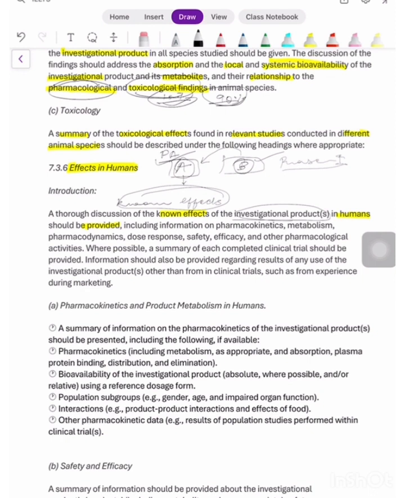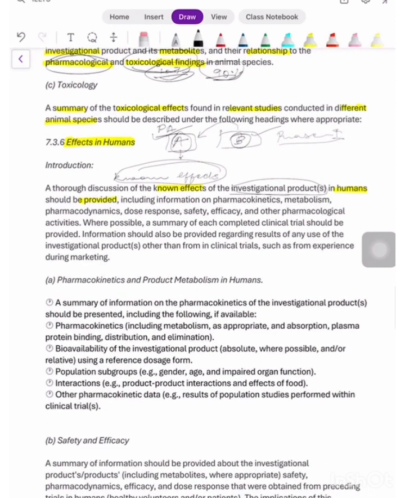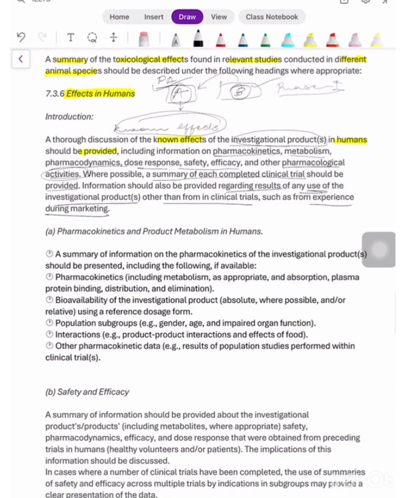So a known effect is there, including information on pharmacokinetics, metabolism, pharmacodynamics, dose response, safety, efficacy, and other pharmacological activities. Where possible, a summary of each completed clinical trial should be provided. Information should also be provided regarding results of any use of the investigational product other than in clinical trials, such as from experience during marketing.